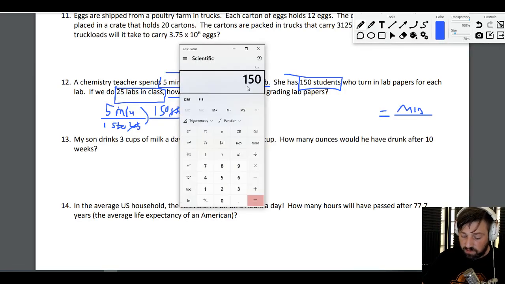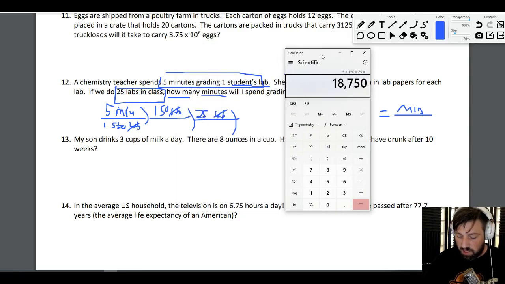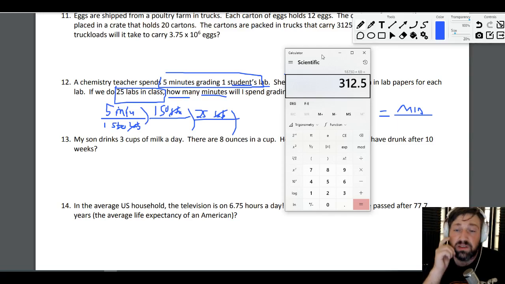5 times 150 times 25. This many minutes. What is that? So divide by 60. 312 hours. That is quite a bit.